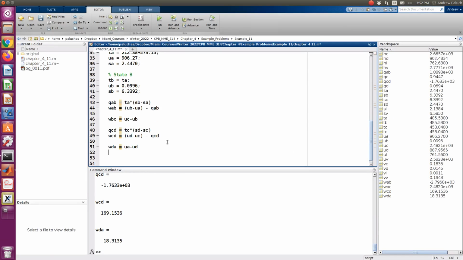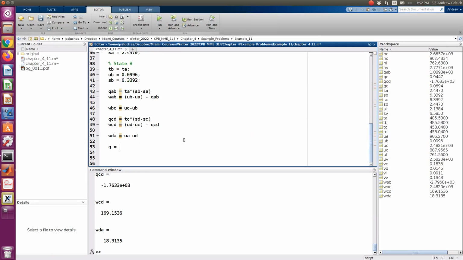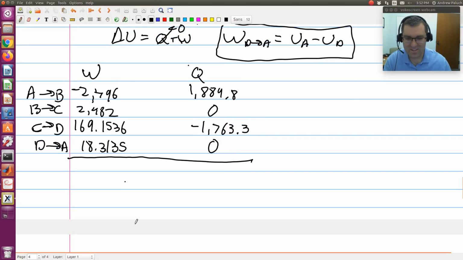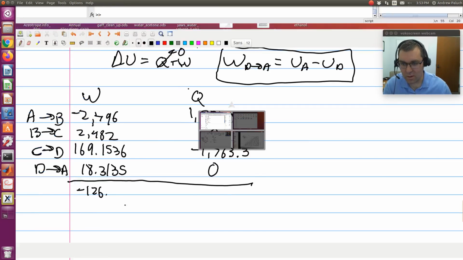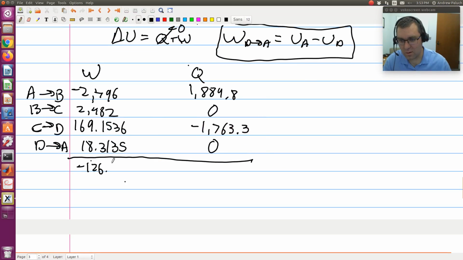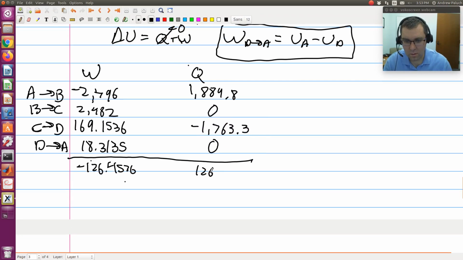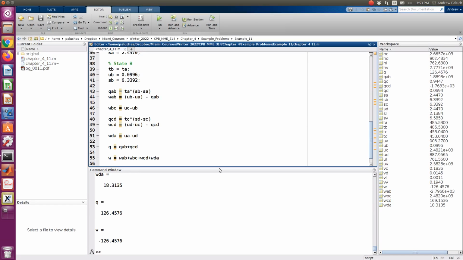Okay, so here's hoping. Q would be QAB plus QCD. W is going to be equal to WAB plus WBC plus WCD plus WDA. Woohoo! It's a miracle, right? So they work. So I did something right. So the W I get is negative 126.4576. And then Q is exactly the same, 126.4576.